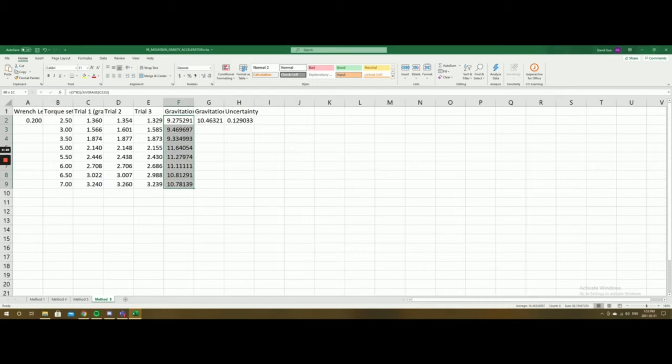Again, we had multiple values which were averaged to give our final result, and the uncertainty was again the standard deviation of all of our gravitational acceleration values divided by the square root of the number of terms. In this case, that would be 8.